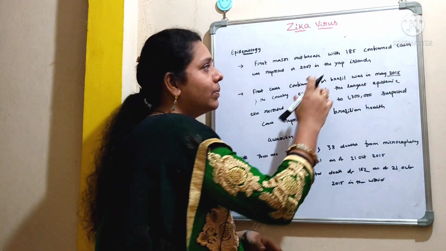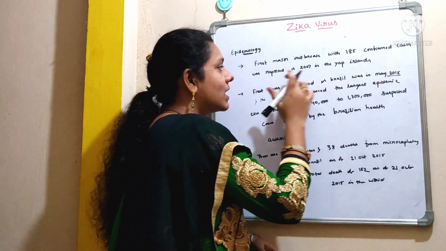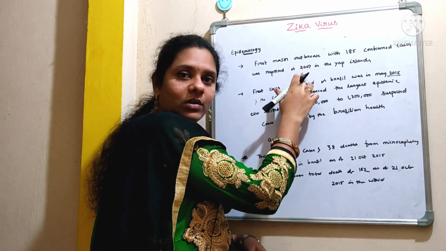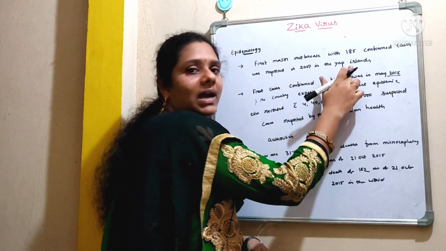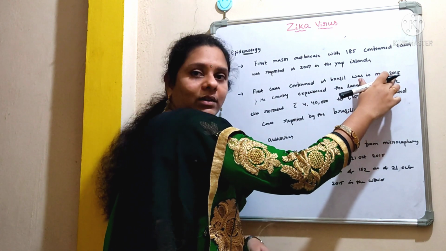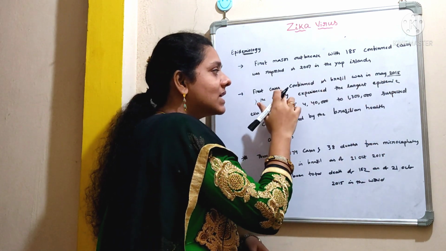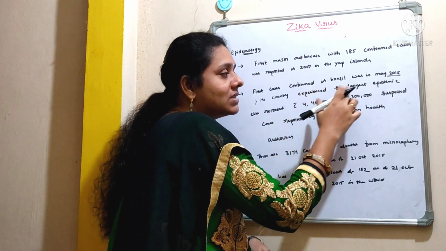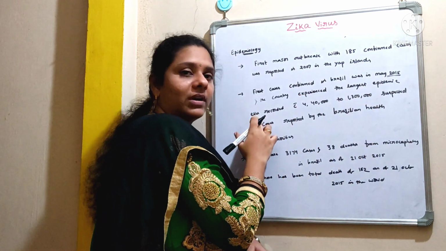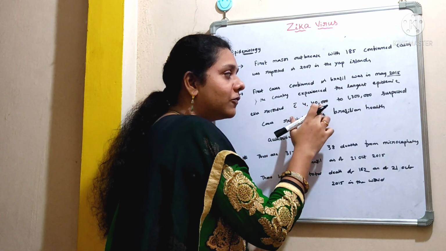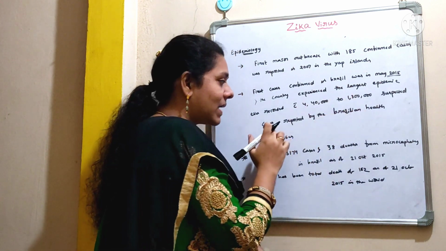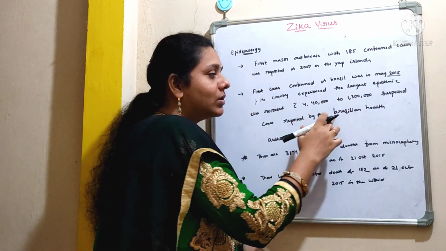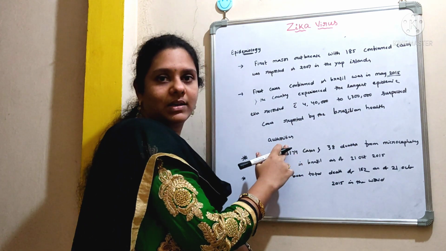First major outbreak with 185 confirmed cases was reported in the year 2007 in the Yap Islands. Later in the year 2015, first cases were confirmed in Brazil, and this country has experienced the largest epidemic ever recorded, with 4,40,000 to 13 lakh suspected cases reported by the Brazilian health authorities.